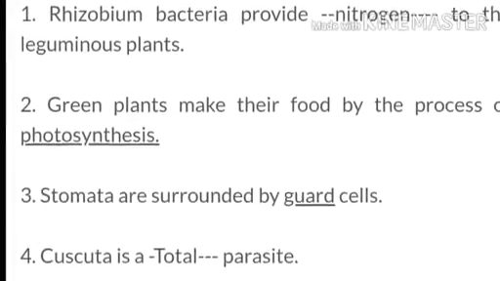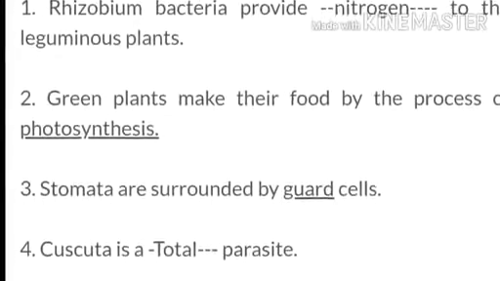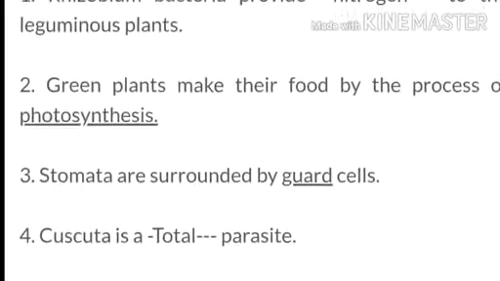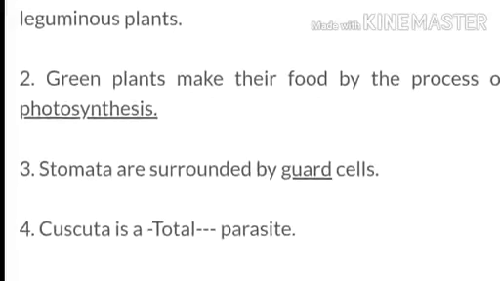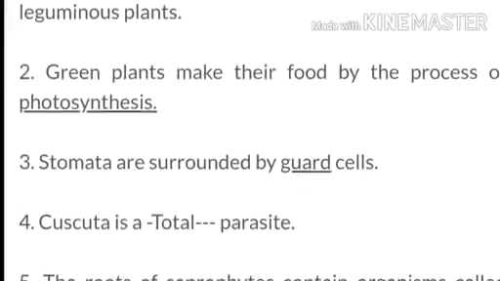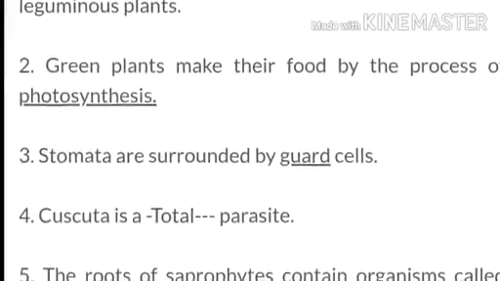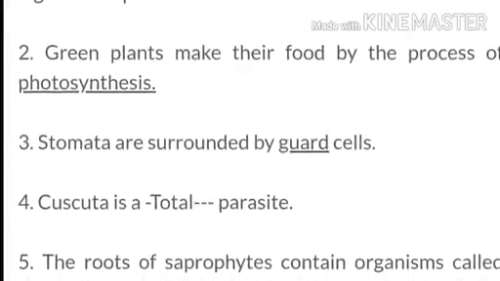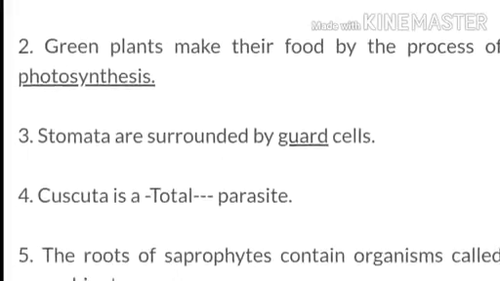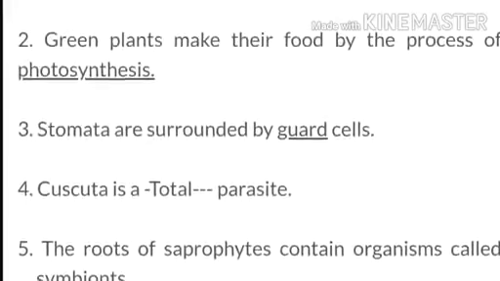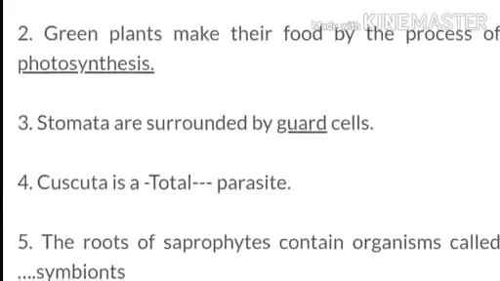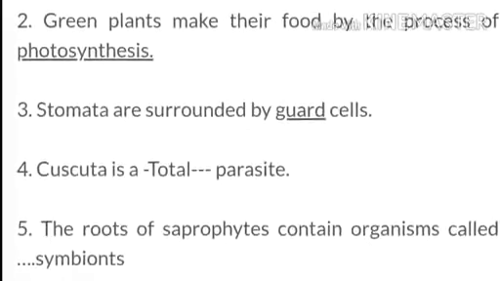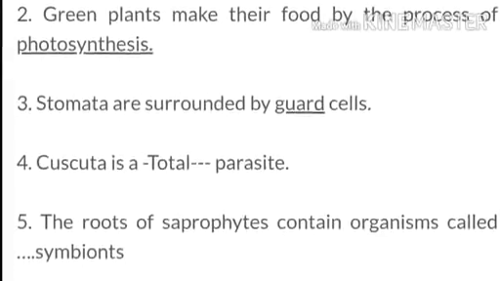Now third fill up: stomata are surrounded by dash cells. So stomata are surrounded by guard cells. Now fourth fill in the blanks: Cuscuta is a dash parasite. We know it depends on another tree, hence it is a total parasite. Now fifth fill up: the roots of saprophytes contain organisms called dash. Correct is symbionts. So you must note it down.